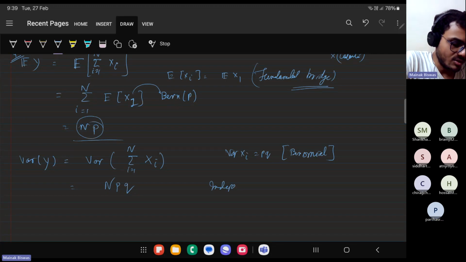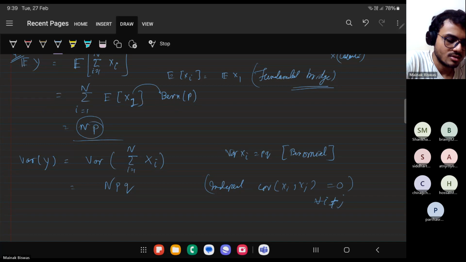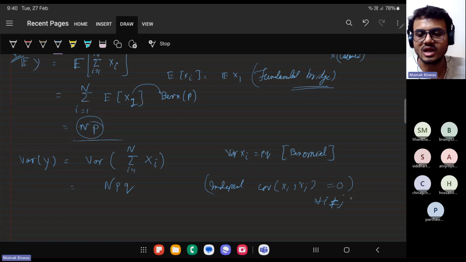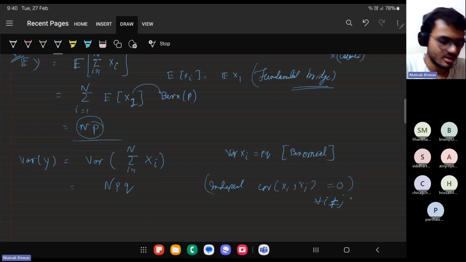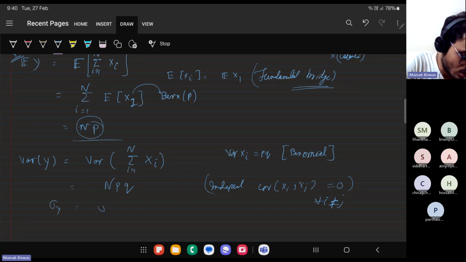Independent means covariance of xi xj is 0 for all i not equal to j. Yes or no? So I can just add them. That third term will no longer be there. So sigma of y is root npq. Okay.